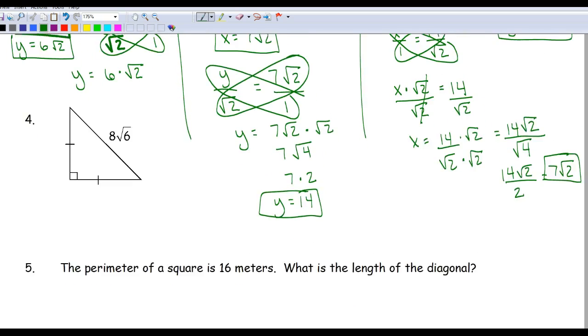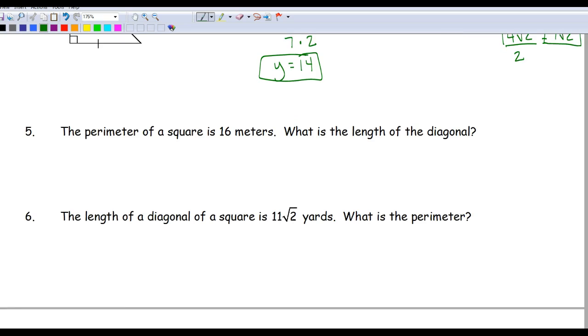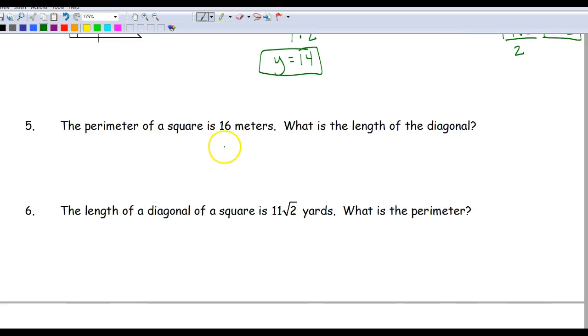We're going to skip number 4. We're going to go to number 5. Number 5 and 6, we did ones like this yesterday as well. I would recommend drawing a picture. We have the perimeter of a square is 16. What is the length of the diagonal?